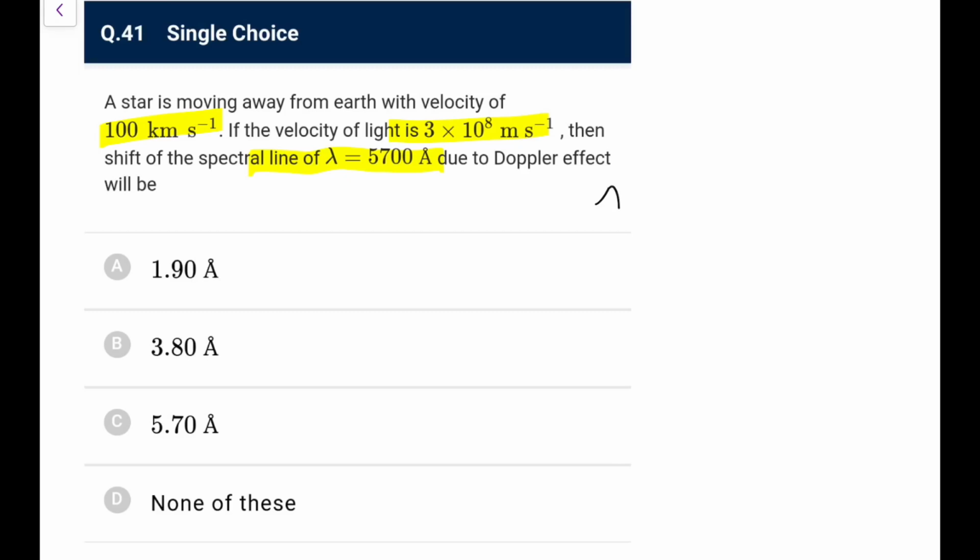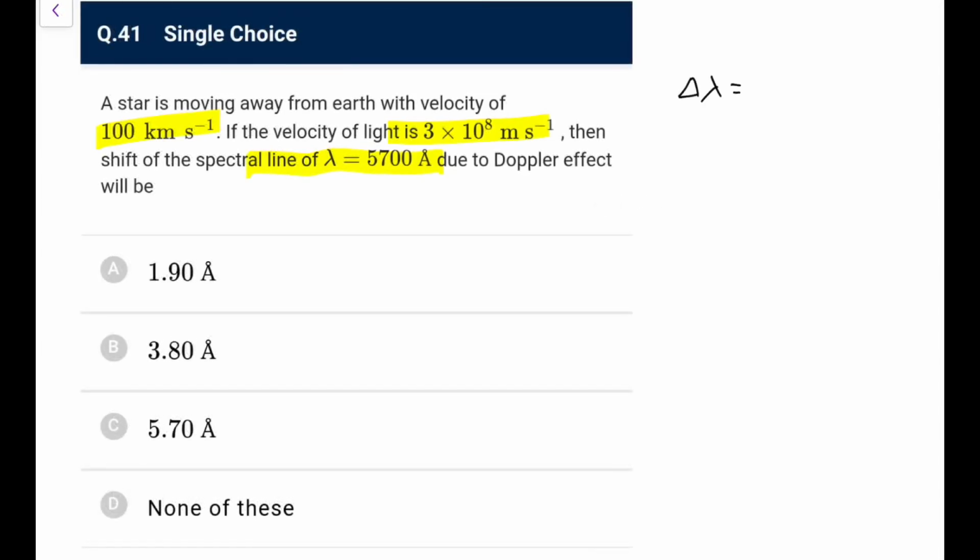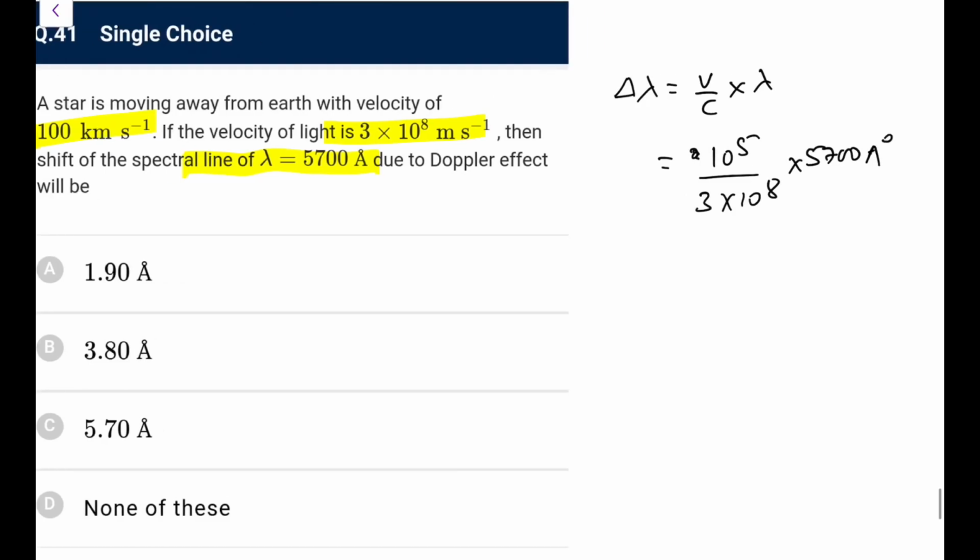So here the shift formula is delta lambda is v by c into lambda, where v is the speed, and if it approaches, we say the frequency will increase. That is what we call blue shift, and the other one is called the red shift. This is the type of things we talk about. So v is 10 to the power 5 meter per second upon 3 into 10 raised to the power 8. Lambda is 5700 angstrom, so that would be the shift.